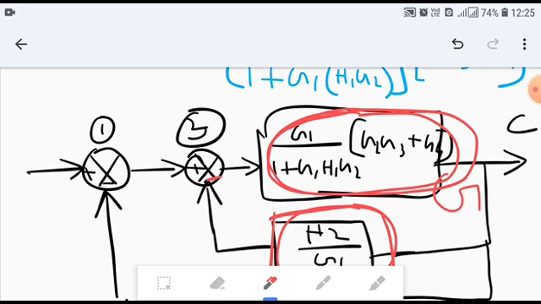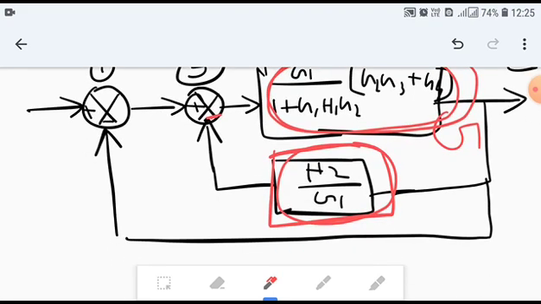Again I am explaining, G1 by 1 plus G1 H1 G2 into G2, G3 plus G4, we are taking it as capital G, that is, to that capital G, H2 by G1 is in negative feedback.